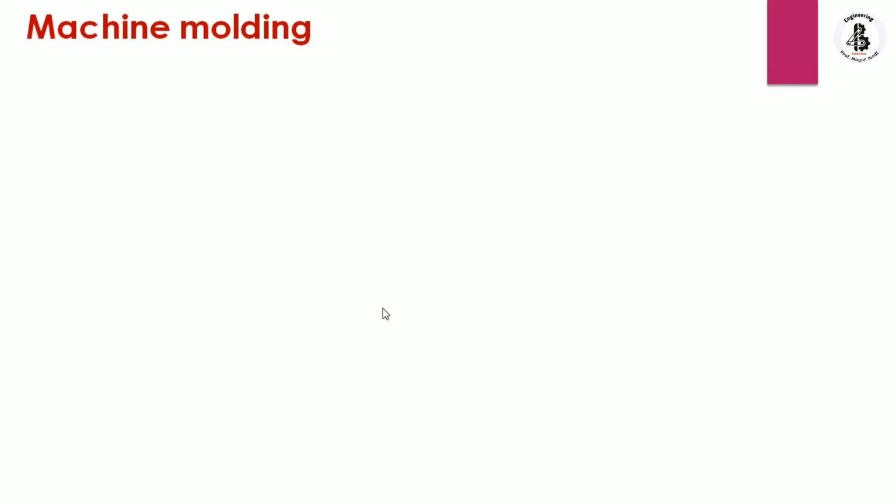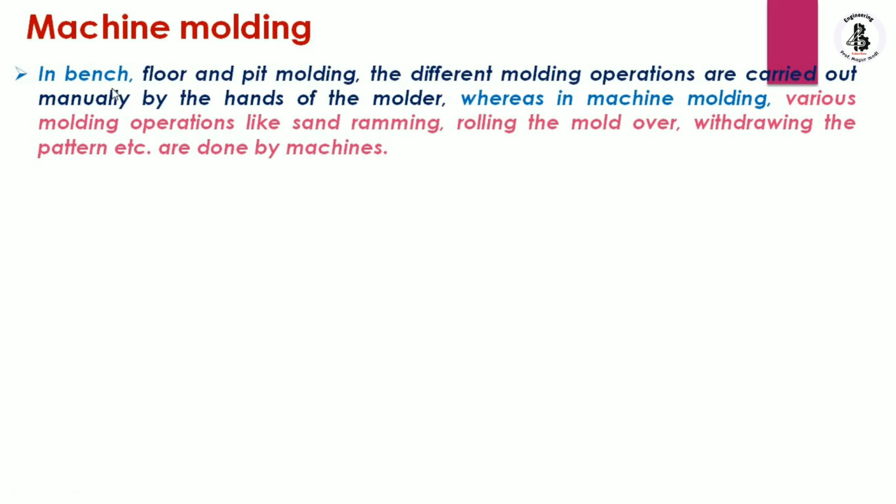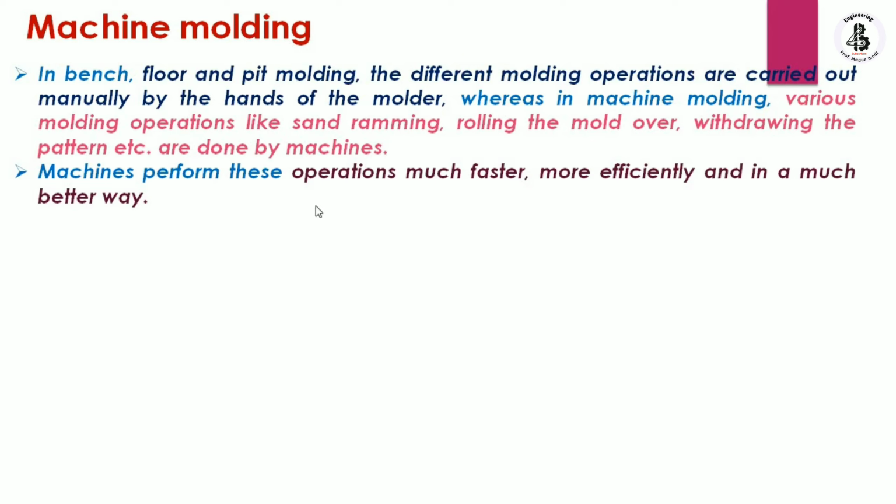Machine molding process. Nowadays, most applications are made with machine molding. In bench, floor and pit molding, the different molding operations are carried out manually by the hands of the molder, whereas in machine molding, the various molding operations like sand ramming, rolling the mold over, withdrawing the patterns, etc. are done by machines. Machines perform these operations much faster, more efficiently, and in a much better way as compared to manual operations.